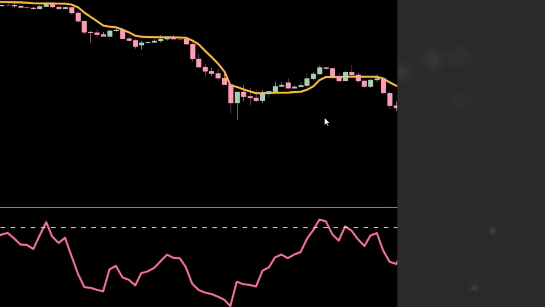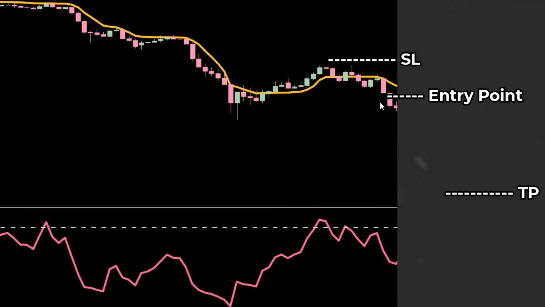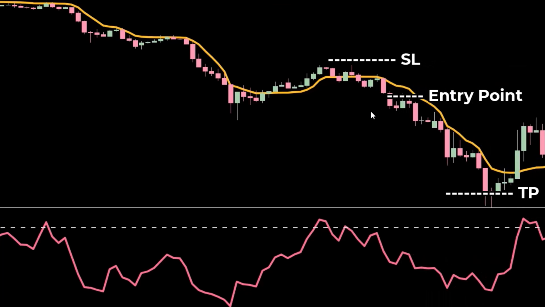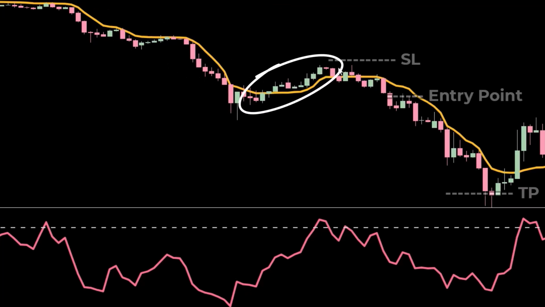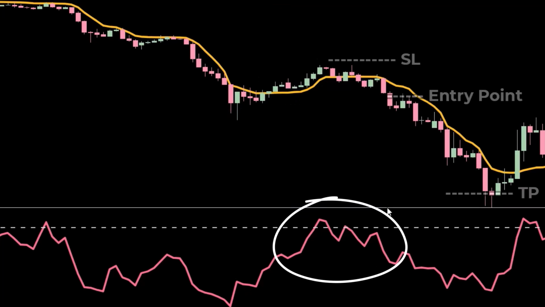This is our confirmation. The trend is bearish, the pullback has happened, and RSI shows that bearish momentum may be returning. So we can consider a short entry here. For the stop loss, we can place it above the recent swing high, and for the take profit, we can use the next support level or a 1-to-2 risk to reward ratio. So remember the pattern. KAMA gives us the direction, the pullback gives us the opportunity, and RSI confirms the momentum.